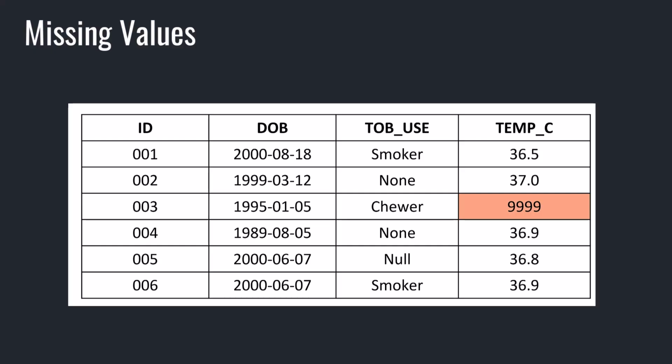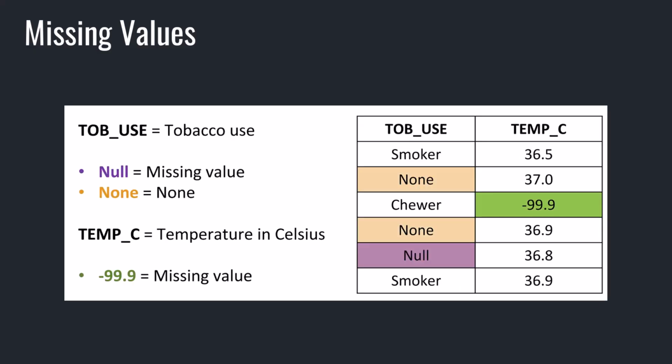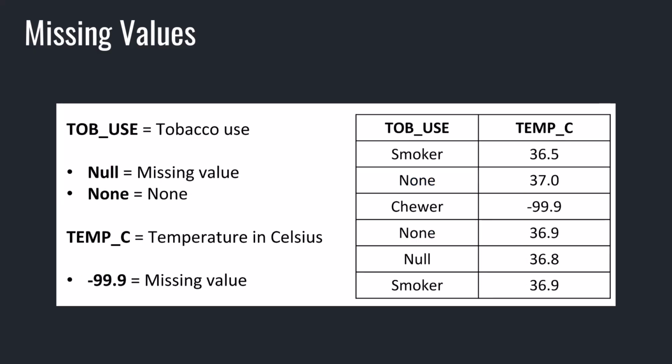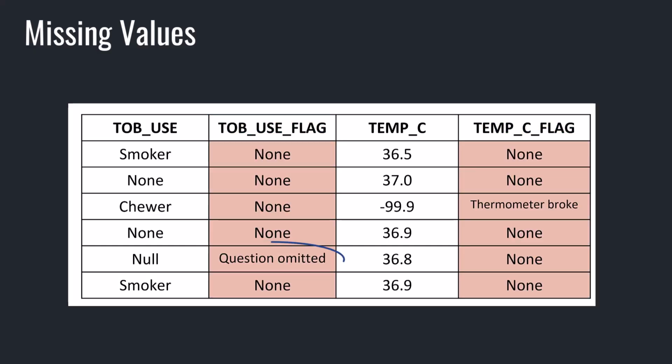Common codes for missing numbers usually include stand-ins that will not occur in the data, such as 9999, 99.9, negative 99.9. Make sure to also document what your codes mean. Since both none and null are used in this dataset, it's especially important to note the difference. In tabular data, if you want to make notes within the data, you can use a separate column to qualify or flag missing values. For example, question omitted or thermometer broke.